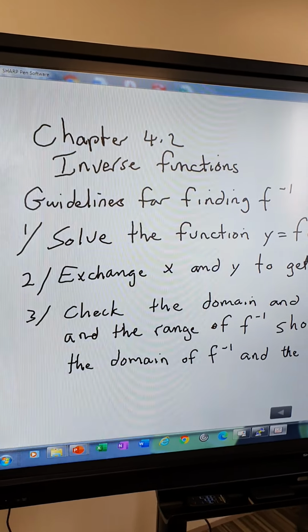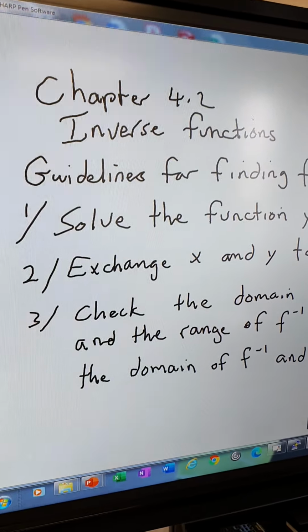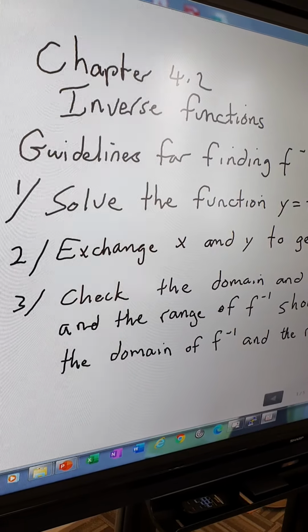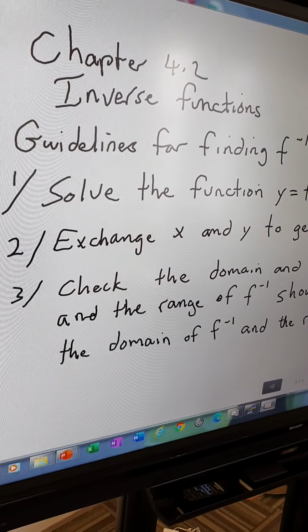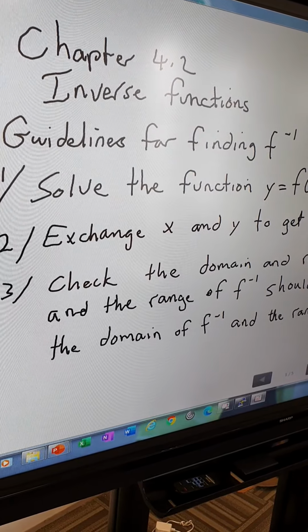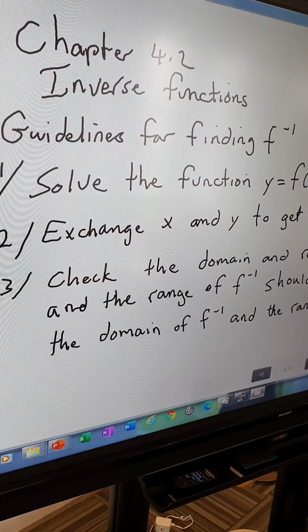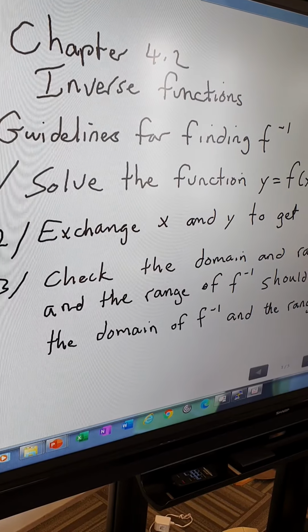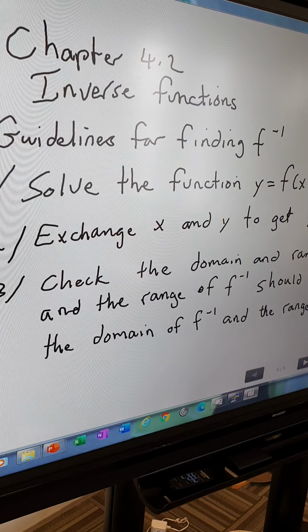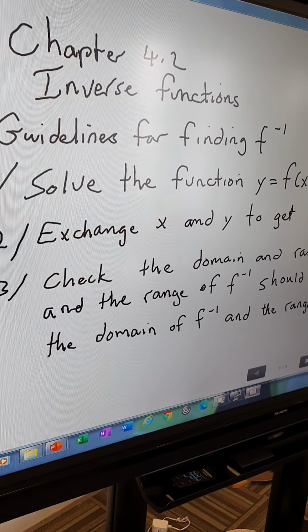Chapter 4.2, Inverse Functions. We often use a pair of functions that are natural opposites of each other. By a natural opposite, we mean that one of the functions undoes the result of the other function, much the same as subtraction undoes the result of addition and division undoes multiplication. Two functions with this relationship are called inverse functions.